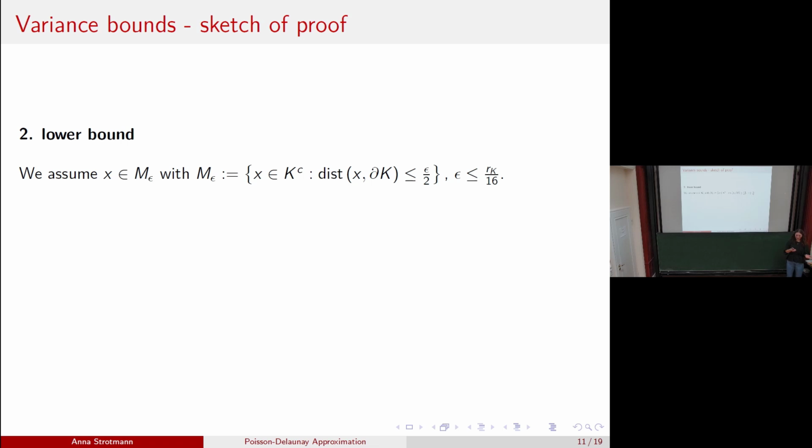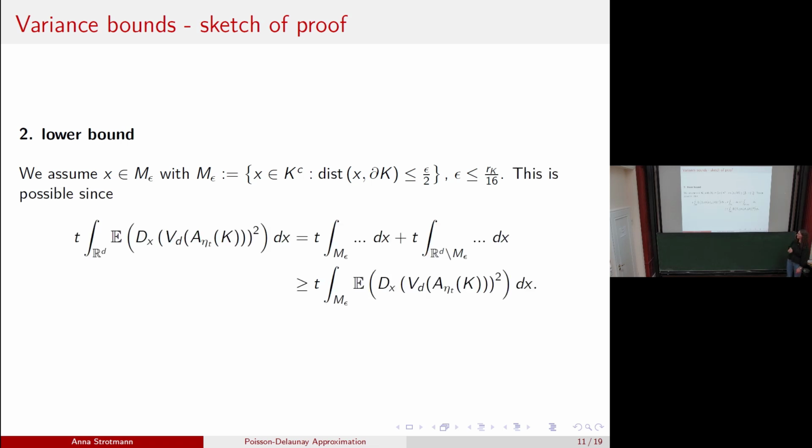Okay, and we are allowed to make this restriction because we can split our integral into two parts. So we first integrate over the set m epsilon and then over the complement of it. And since we integrate over the square of the difference operator, we can just drop this second summand and still get a lower bound for this expression.